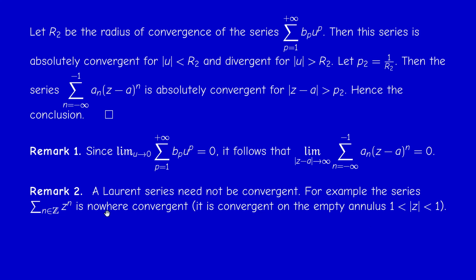So this series, this Laurent series, is nowhere convergent. Or if you like, its convergence is on the empty annulus. Okay? Because the set of z whose modulus is between 1 and 1 is empty. So we may have this extreme case.